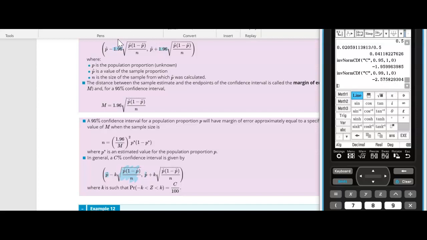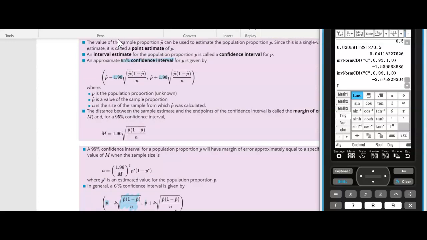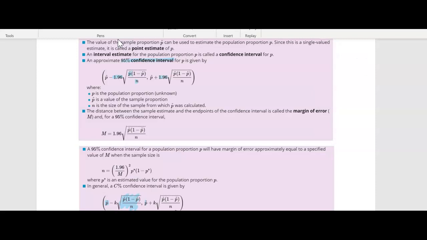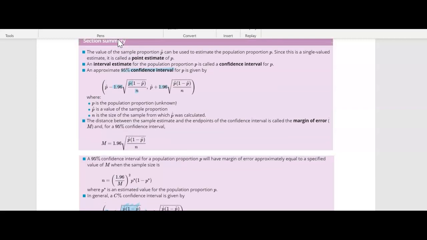We already know that p hat is our sample proportion and n is our number of trials, or our sample size. So n is your sample size. So you can substitute your values into that.